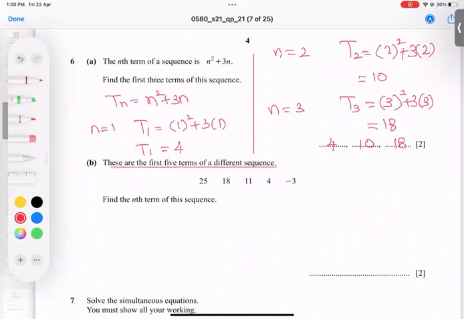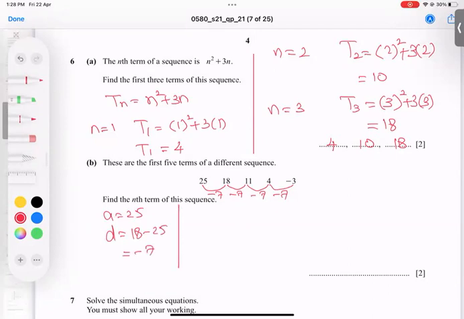Let's go for the next. These are the first 5 terms of a different sequence, so find the nth term. What is the technique for this kind of question? Let's see what this gap is. Second term minus first, 18 minus 25, gives us -7, and 11 minus 18 gives us -7. 4 minus 11 gives us -7. So -7. And what is the formula? The first term of the sequence is 25, and the common difference is 18 minus 25, which gives us -7.